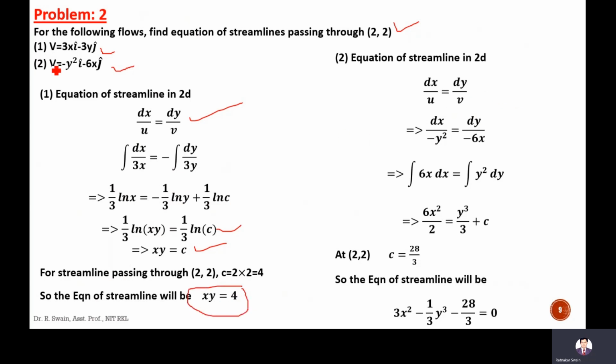Similarly here, u is minus y square, v is minus 6x. If you integrate both sides, you take 6x towards the dx side, and y square on the dy side. So it gives integration of 6x dx equal to integration of y square dy. If you simplify, you get 6x square by 2 equal to y cube by 3 plus c. If you put the point (2, 2), c will give you 28 by 3. So the equation of streamline will be, putting the c value, 3x square minus y cube by 3 minus 28 by 3 equal to 0.